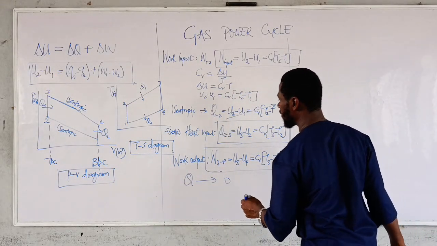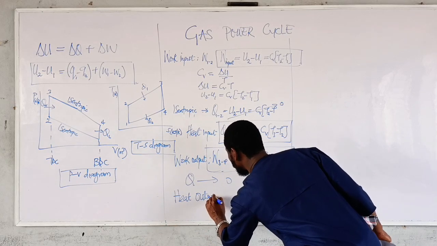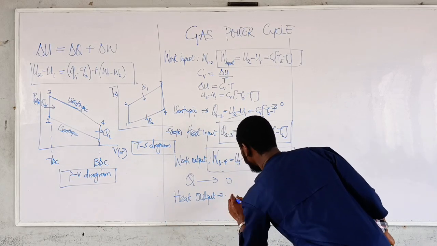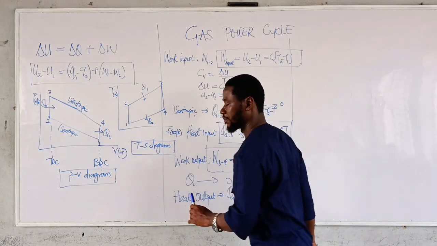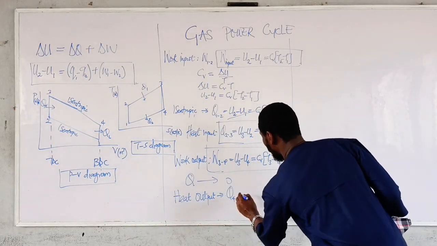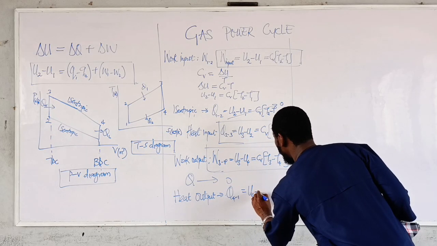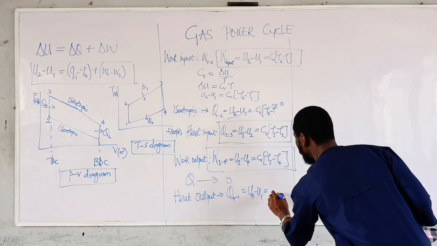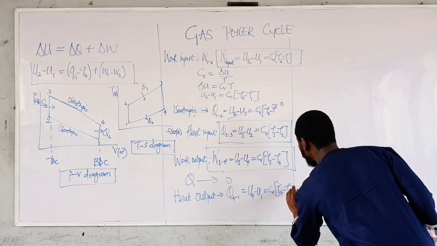So the next thing is the heat output. The heat output at this level is Q4 to 1, which is the same thing as U4 minus U1, which is the same thing as CV into bracket T4 minus T1.